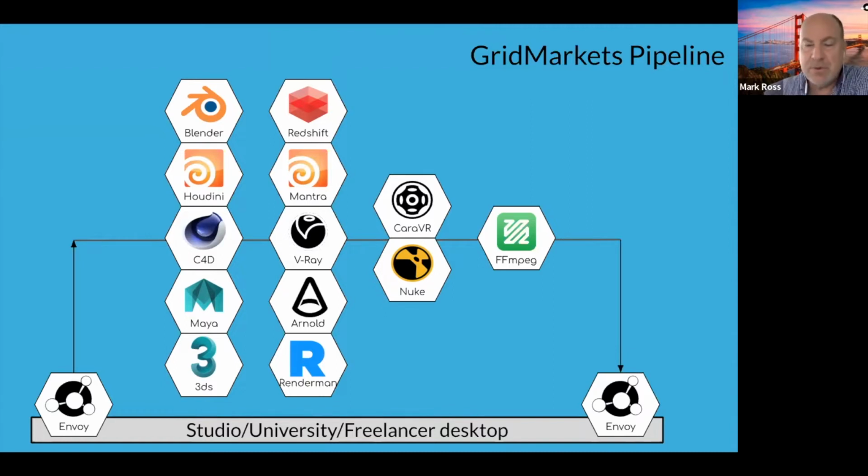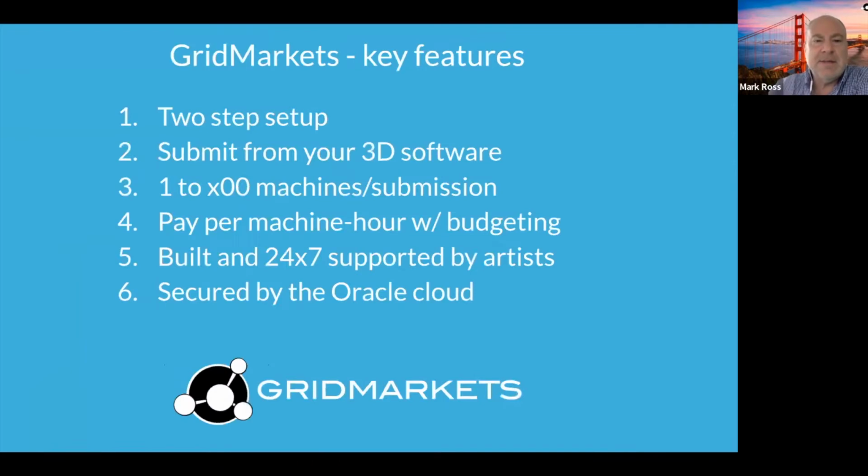It's a super simple solution to use. It takes 2 steps to set up, and you can submit directly from whatever your favorite 3D software is, so nothing new to learn. When you do submit, you can submit to use 1 to many machines. So obviously, the more machines you use, the faster your submission will return. And it's a pay by the machine hour model. You only pay for what you use.